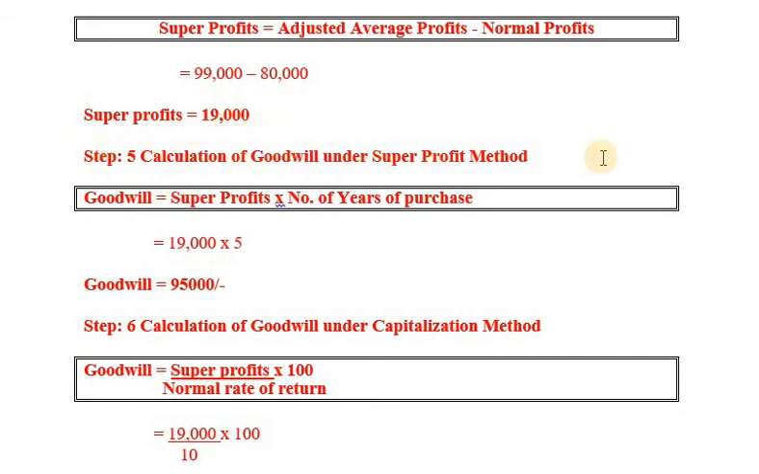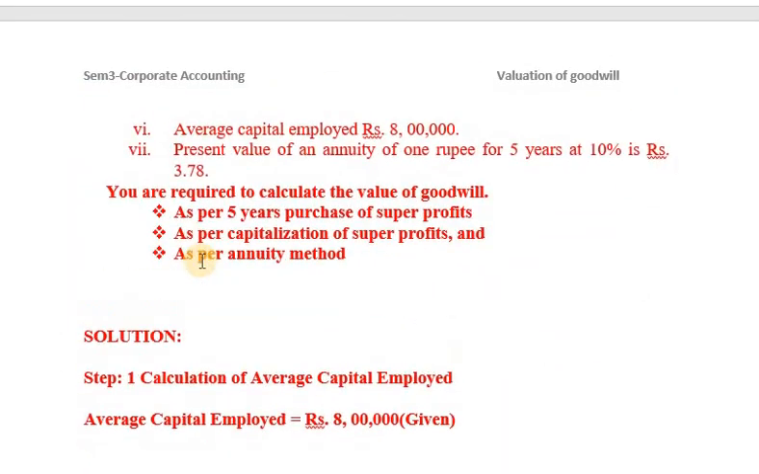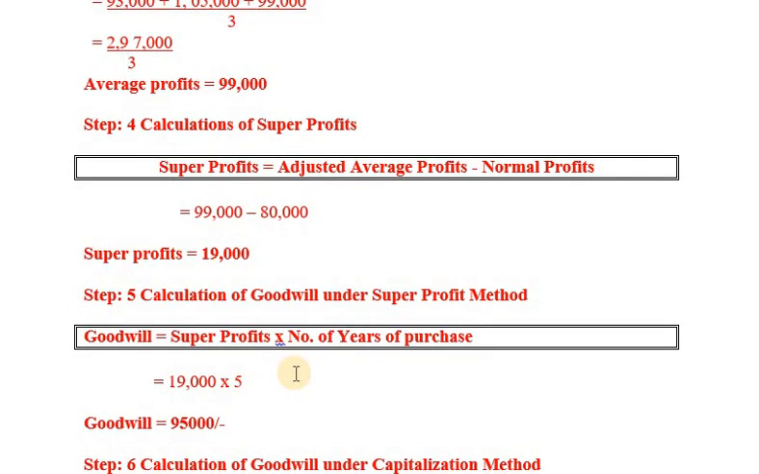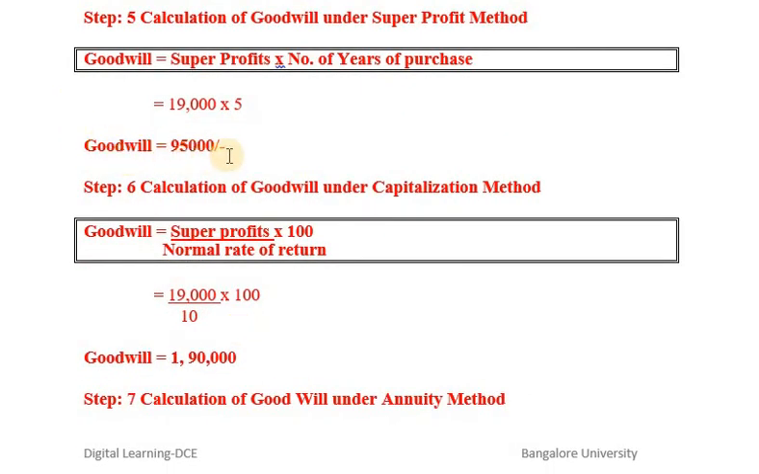Calculation of goodwill under super profit method. Goodwill is equal to super profit into number of years of purchase. So what is super profit? 19,000. Number of years of purchase given the problem, that is 5 years. As per 5 years purchase of super profit method, 19,000 into 5, that is 95,000. Goodwill is equal to 95,000.